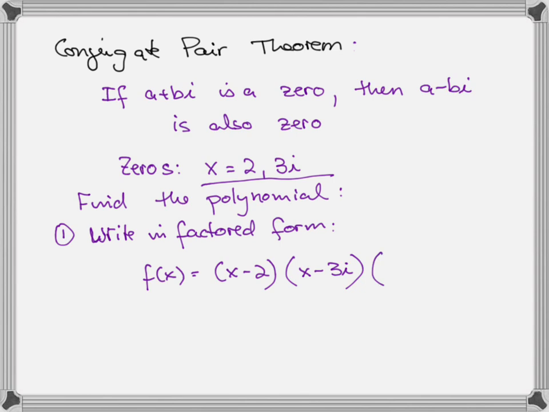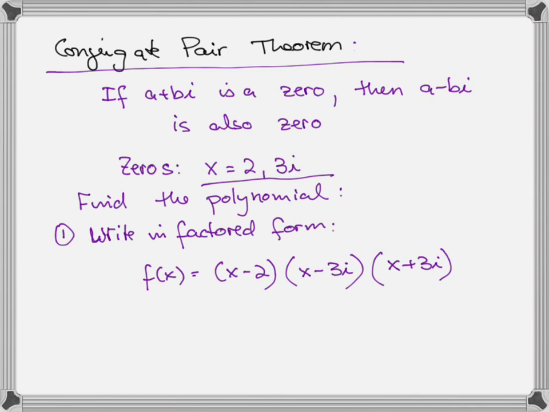X plus 3i by the conjugate pair theorem. They travel in pairs. That will not be given to you. That is your learning objective. So now since I told you, you have to know there needs to be an x plus 3i. Guys, are you with me?